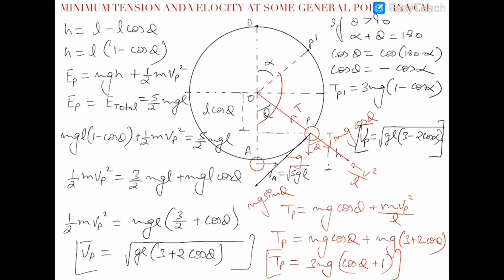So for this point B, theta will be equal to 90 degrees. Substituting this value of 90 degrees in the velocity, we get under root 3gL, which is the correct conclusion, and the tension at position B will be equal to 3 mg, since cos 90 is 0.